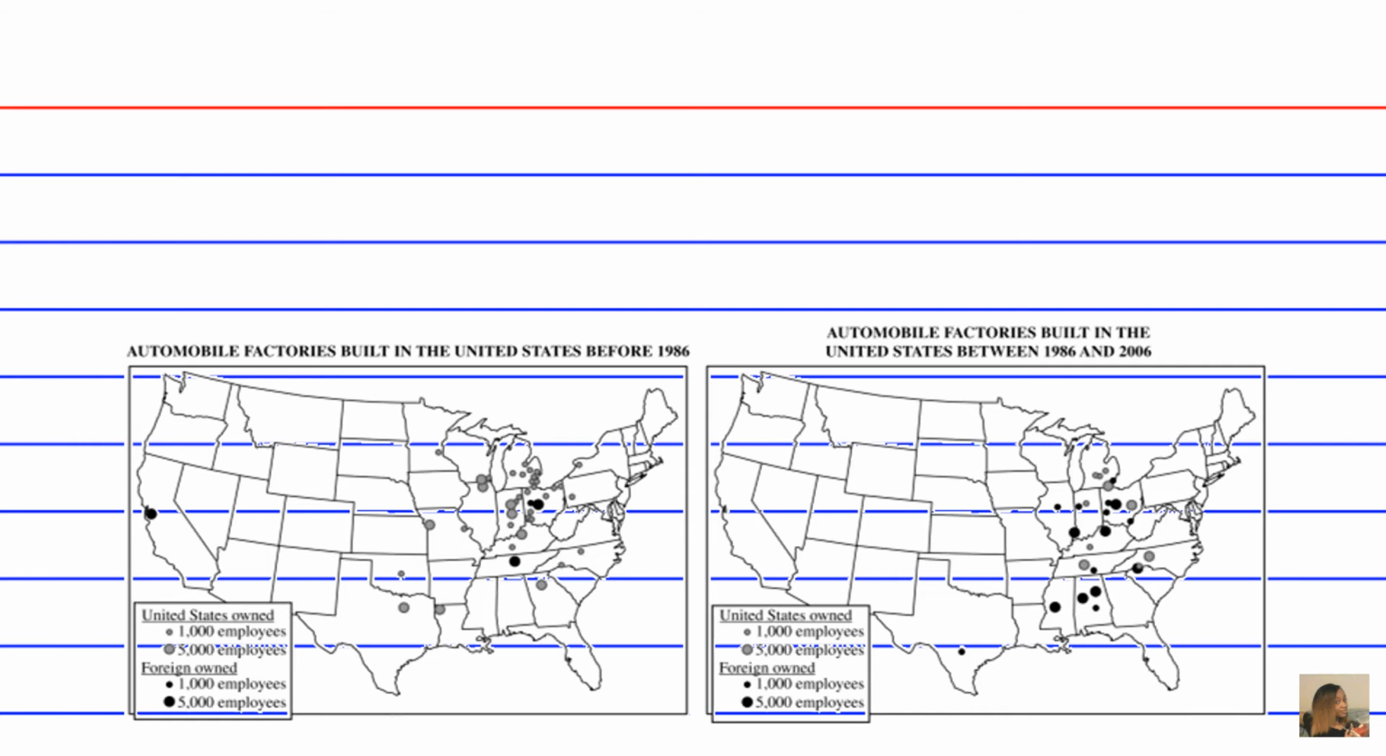Another factor that has changed the landscape of automobile industrialization locations is the availability and accessibility of cheap land. I'll give you a moment to formulate your answer and write it out. Press pause if you need to.